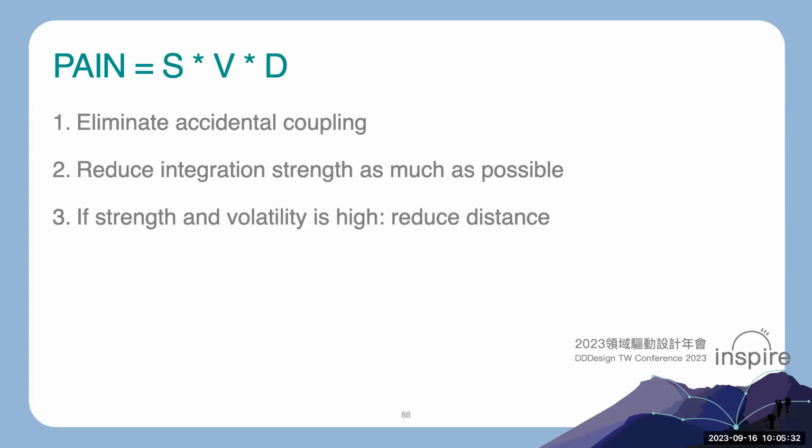Or model, reduce the contract if you can. If you can't, if you need to use the same model, then yeah, well, life is tough, you have to keep it there. Don't try to achieve the minimum level in all cases. Sometimes you need higher levels of integration strength. So reduce it as much as possible and adapt the distance. If you end up with high volatility and high strength, reduce the distance. If you end up with high volatility and low distance, then you can increase the distance.